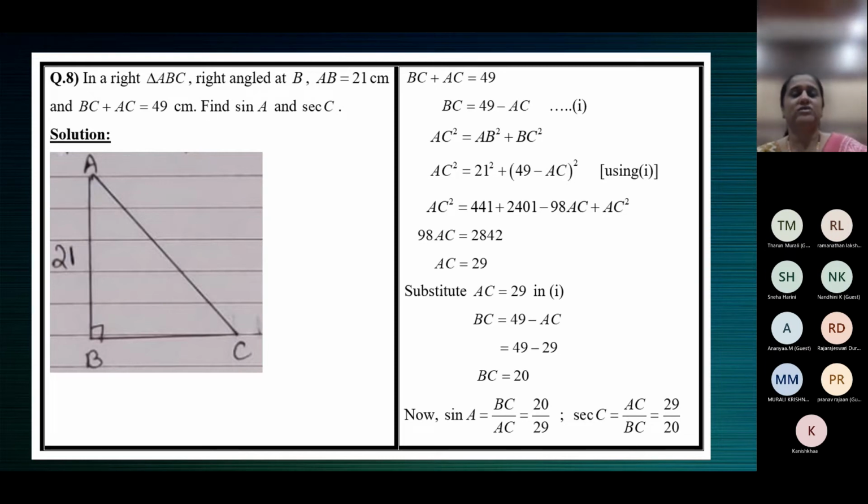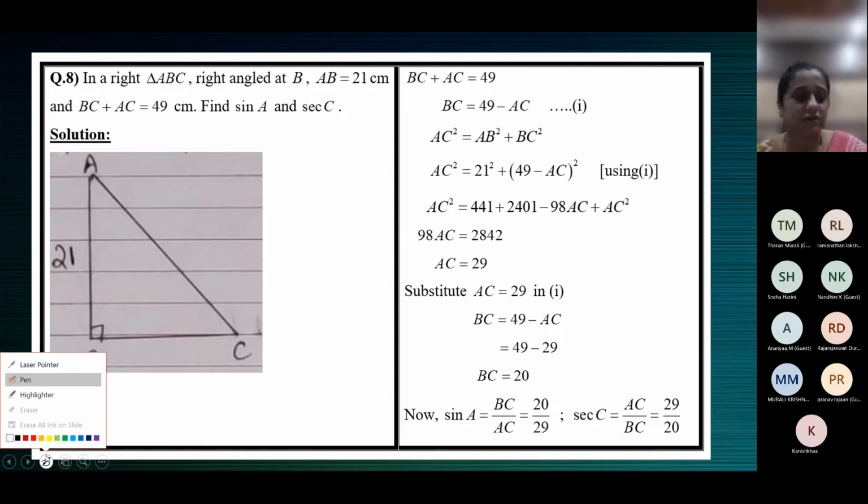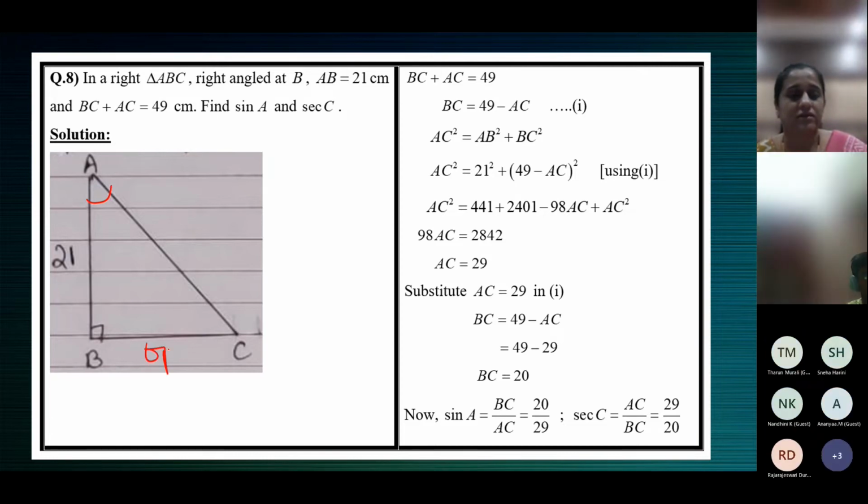So it's a right triangle. You just have to find sine A and secant C. So remember, sine A and secant C. For A, opposite and adjacent will be different from C. When you're finding for angle A, this is the opposite side and this is the adjacent side. This is the hypotenuse because it's opposite the right angle. For angle C, this is the opposite side and this is the adjacent side. So be careful when you're using the ratios.